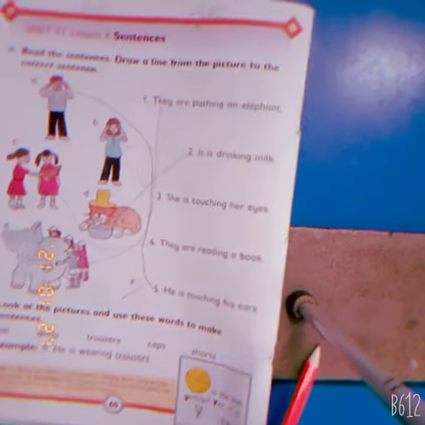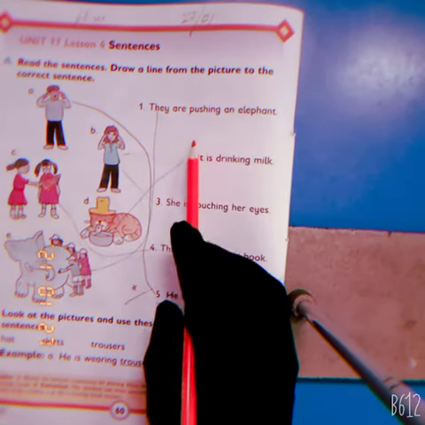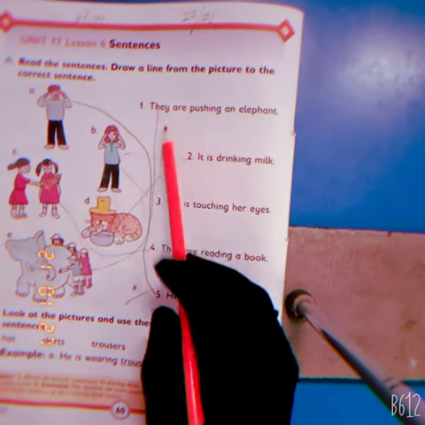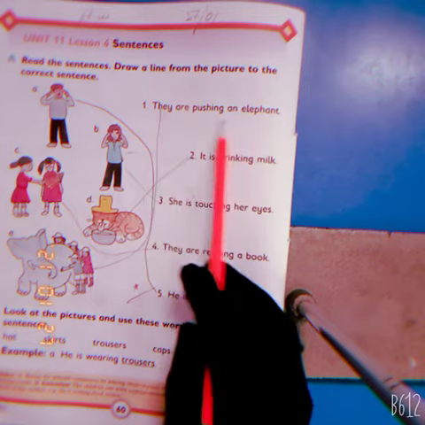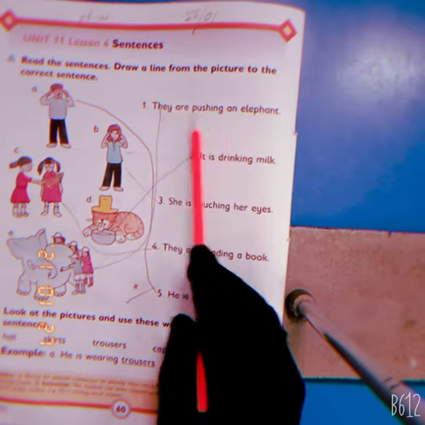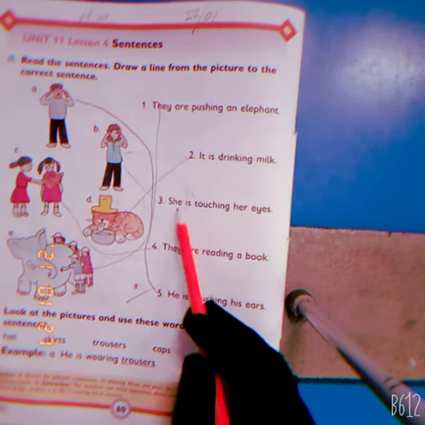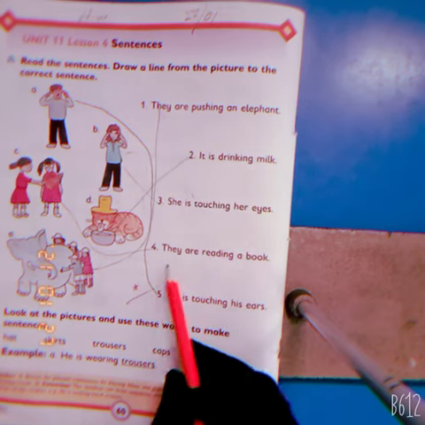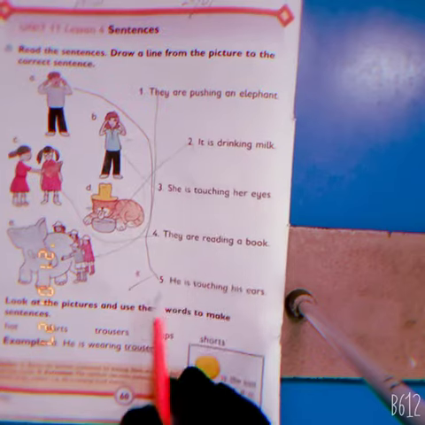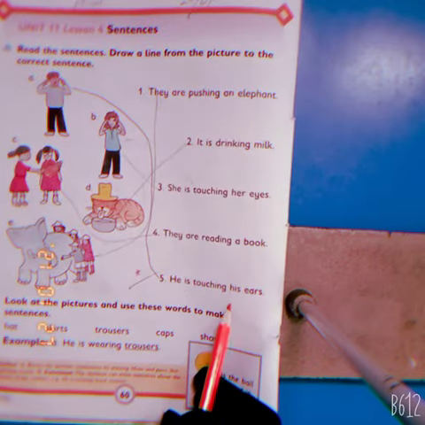And also read sentences from here. They are pushing an elephant. It is drinking milk. She is touching her eyes. They are reading a book. He is touching his ears.